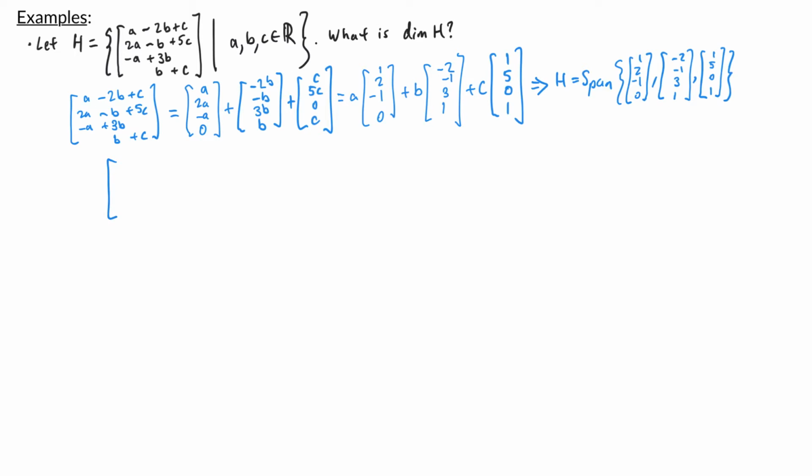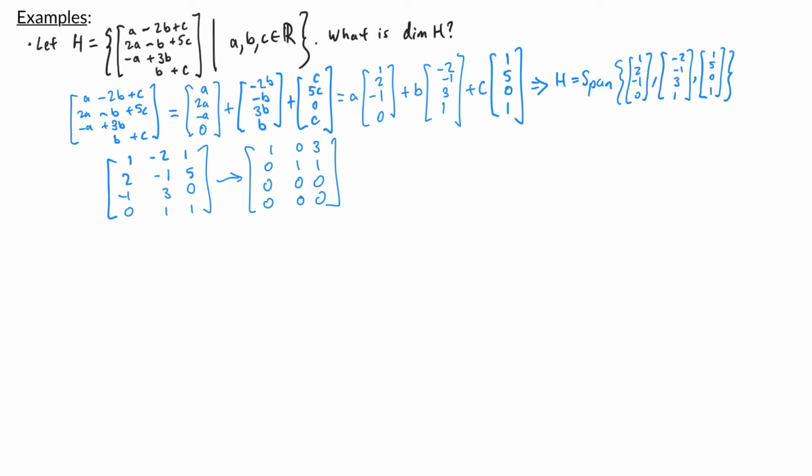So I have the matrix 1, negative 2, 1, 2, negative 1, 5, negative 1, 3, 0, 0, 1, 1. Now I won't go through the details of row reducing this, but what you should end up with is the matrix 1, 0, 3, 0, 1, 1, 0, 0, 0, 0, 0, 0. Now, since the first two columns are pivot columns, we know that those two vectors are linearly independent with each other. The third column is not a pivot column, so there's some dependence there. Looking at the columns of the row-reduced matrix, we see that the third column is 3 times the first column plus 1 times the second column.